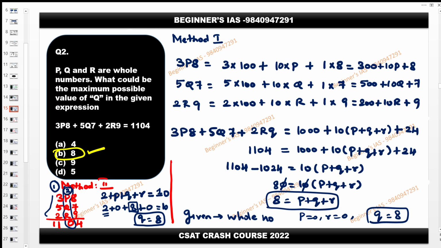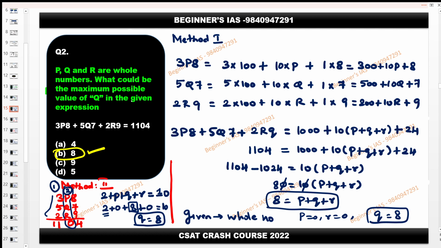So now listen carefully. This kind of model you have done. Very important model, and this is purely a procedural method, and method 2 is also there. Listen carefully. P, Q, R are all whole numbers. What could be the maximum possible value of Q in the given expression? Actually, this is the given expression.